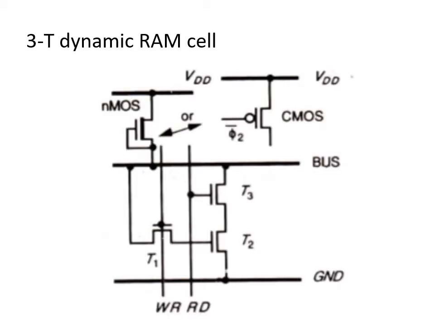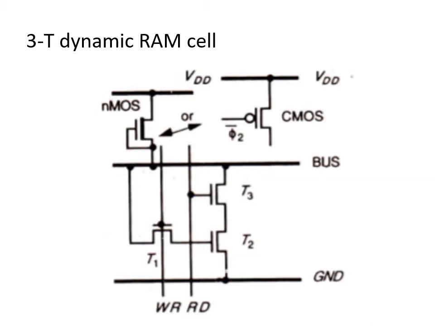Let us look into the different configurations of RAM cell, that is dynamic RAM cell as well as static RAM cell. We'll start the explanation with the 3T dynamic RAM cell. 3T means that 3 transistors are used, that is T1, T2 and T3. These 3 transistors are used to store 1 bit of data.